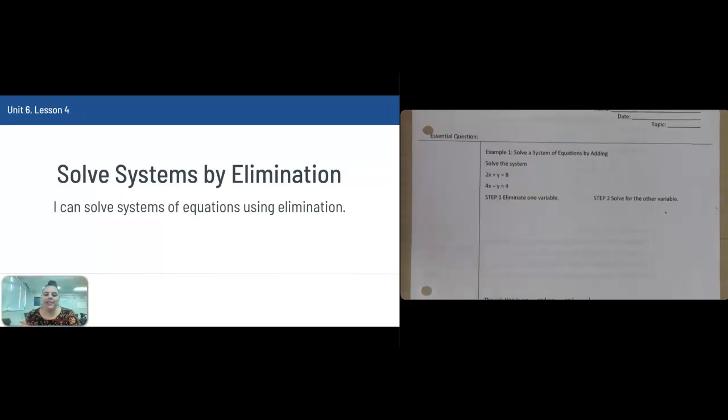Hey y'all, we are looking at our final lesson of this unit, Lesson 4, Solving Systems by Elimination. We want to be able to solve systems using elimination.